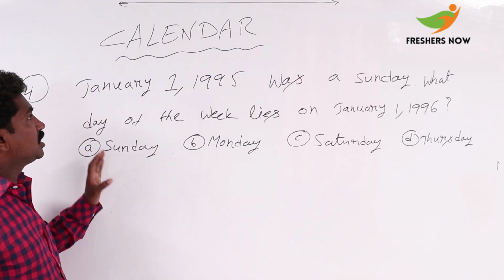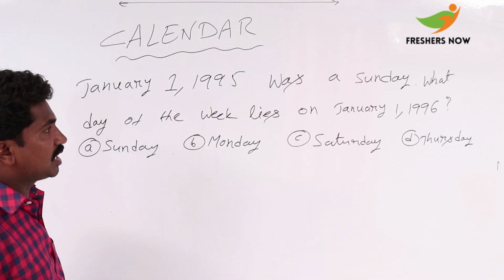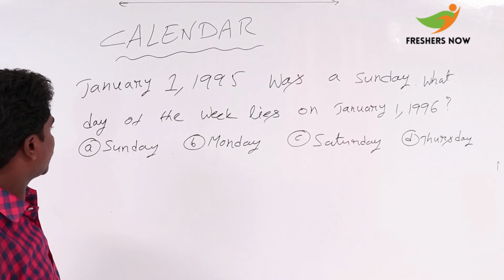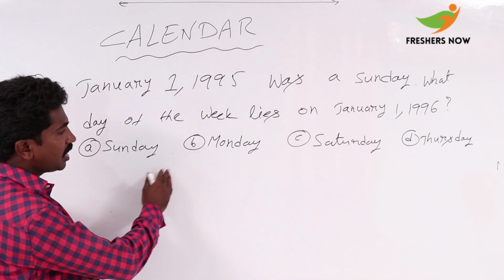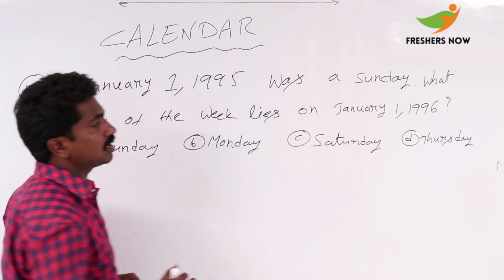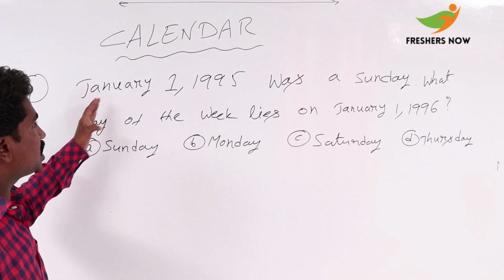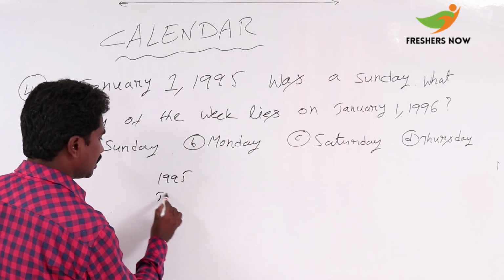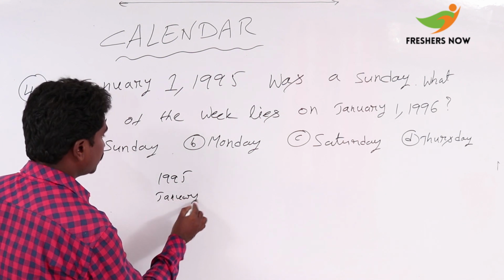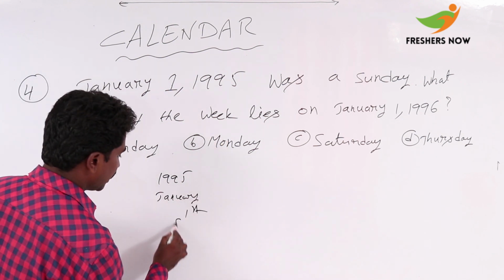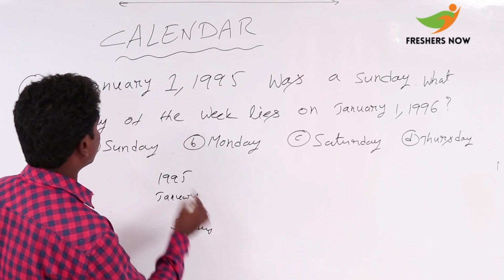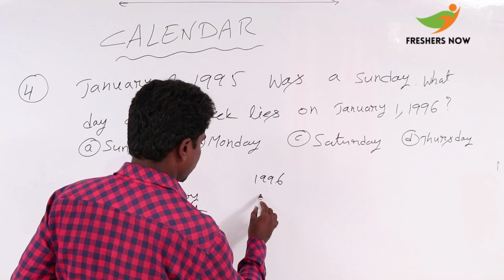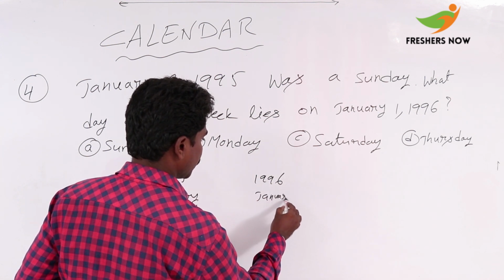Fourth question. January 1, 1995 was a Sunday. What day of the week lies on January 1, 1996? The options are Sunday, Monday, Saturday and Thursday. He has given January 1, 1995, January 1st Sunday. Now he is asking 1996 January 1st.